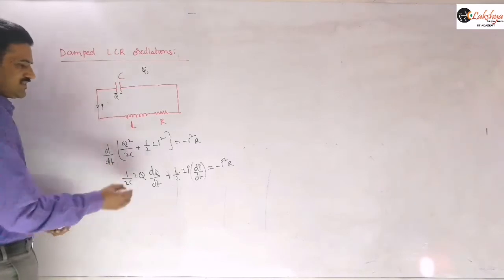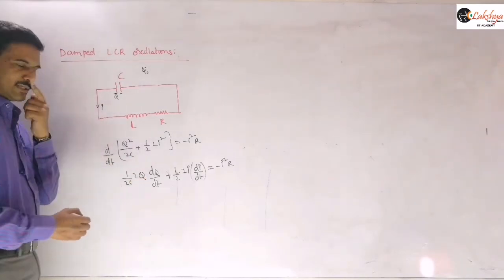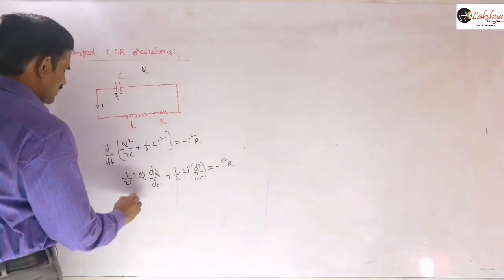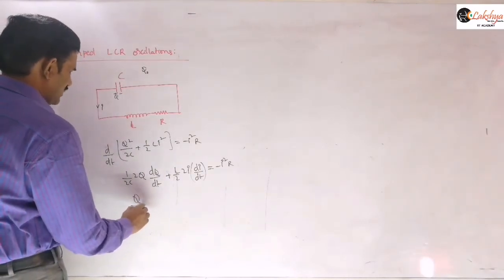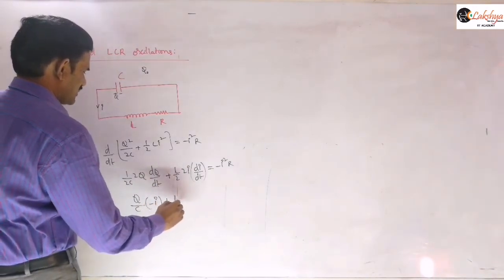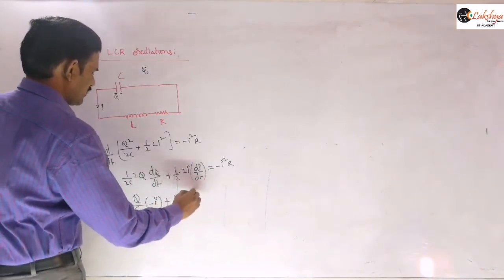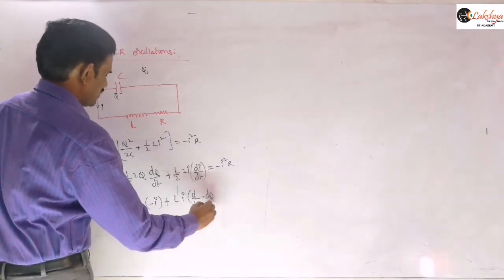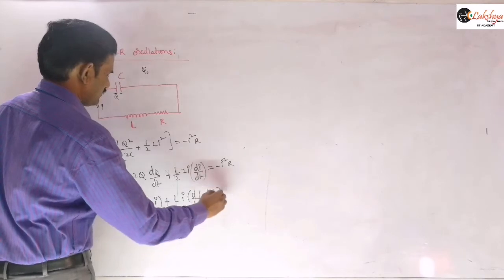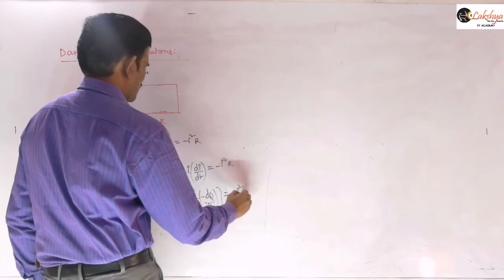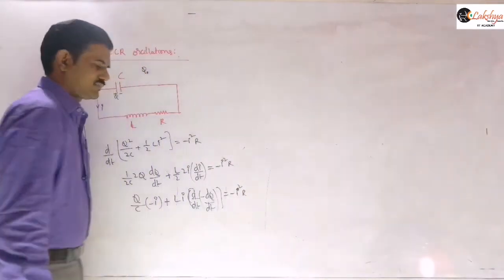And as we know, this dQ by dt is a negative value, so I can write that as minus I here. So then this value is Q by C into minus I plus L into I into d by dt of minus dQ by dt. We can write that I value is equal to minus I square R, right?